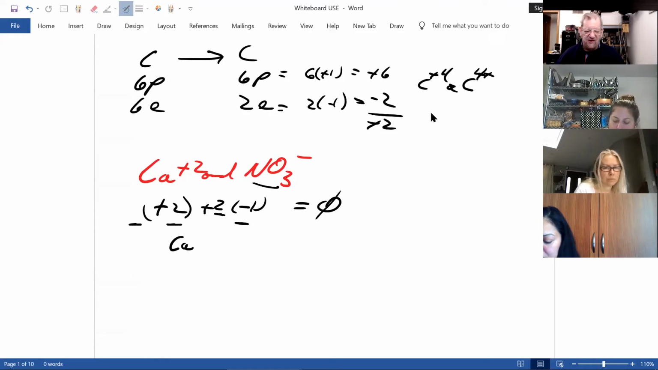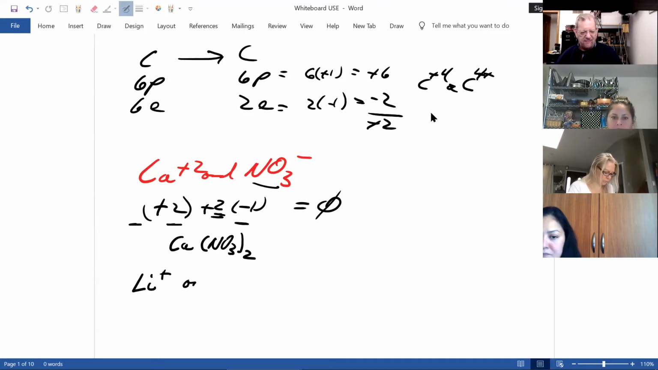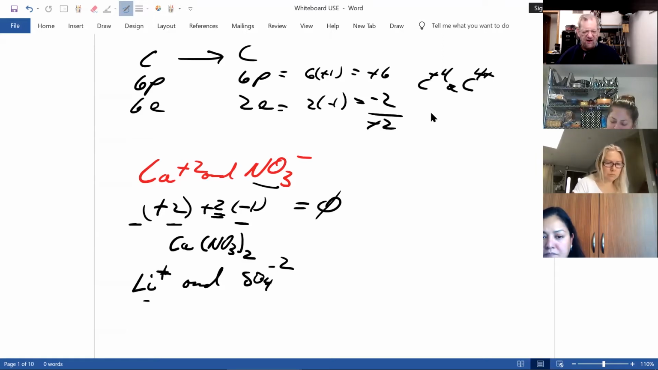How do I show a polyatomic ion, more than one of them? Now we have NO3, close bracket. How many do I need? 2. So I'll do that, and that's how you do it. Oh, these are fun. Let's do another one. What would be the simplest molecular formula or empirical formula between a lithium +1 and a sulfate SO4 -2?